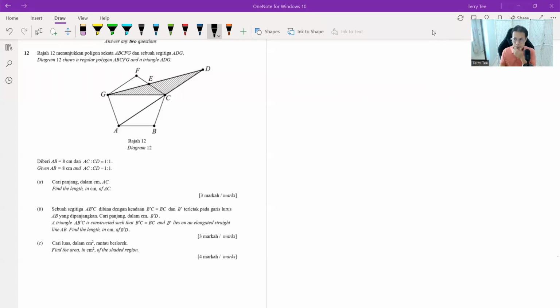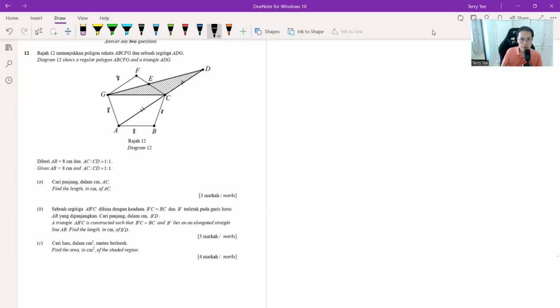Okay, let's move on to Section C. This is question number 12, solution of triangle. Here we have a regular polygon, in fact a pentagon, A, B, C, F, G, H, with a triangle ADG. Given that AB is 8 and the ratio AC to CD is 1 to 1. Since it's a regular polygon, they're all 8, and these two are equal length, AC and CD. You're supposed to find the length of AC.